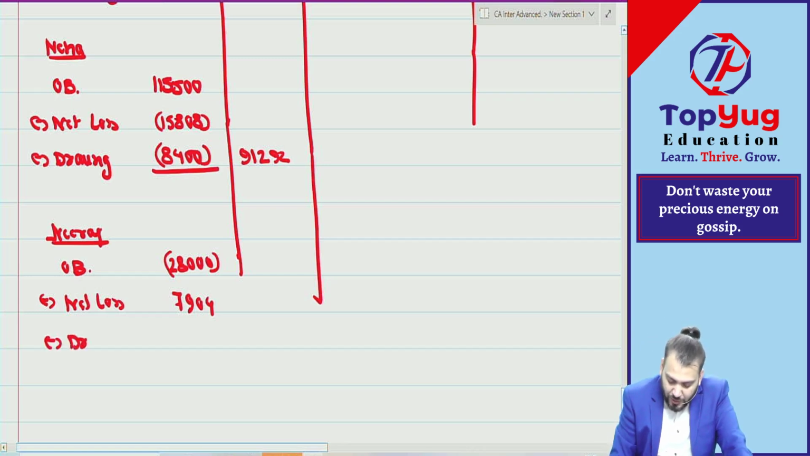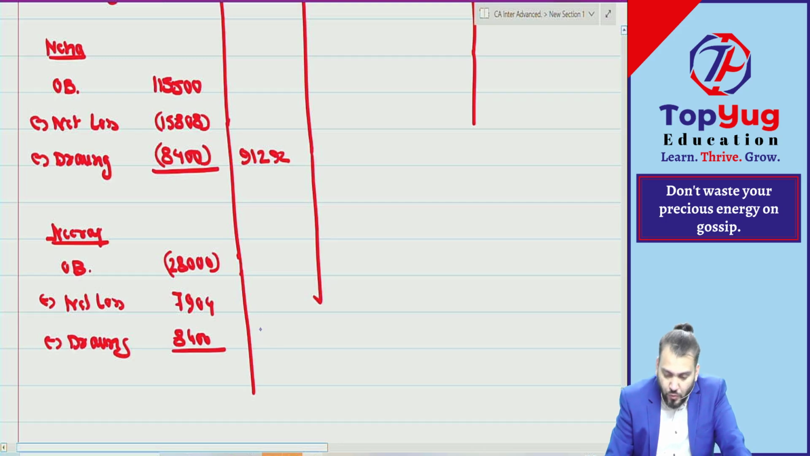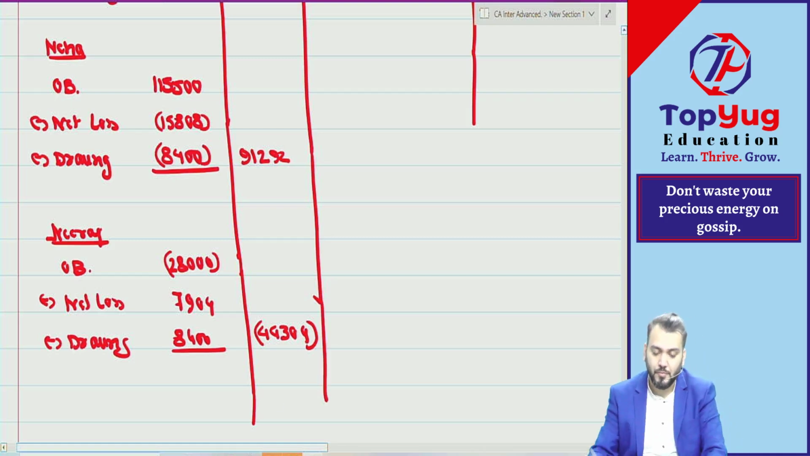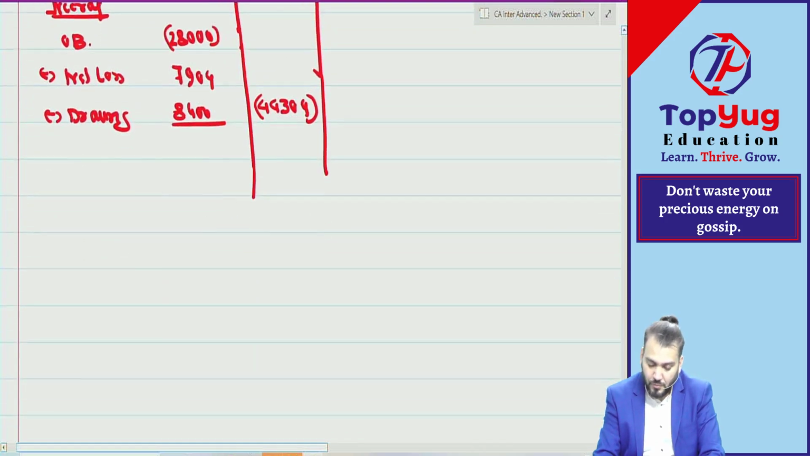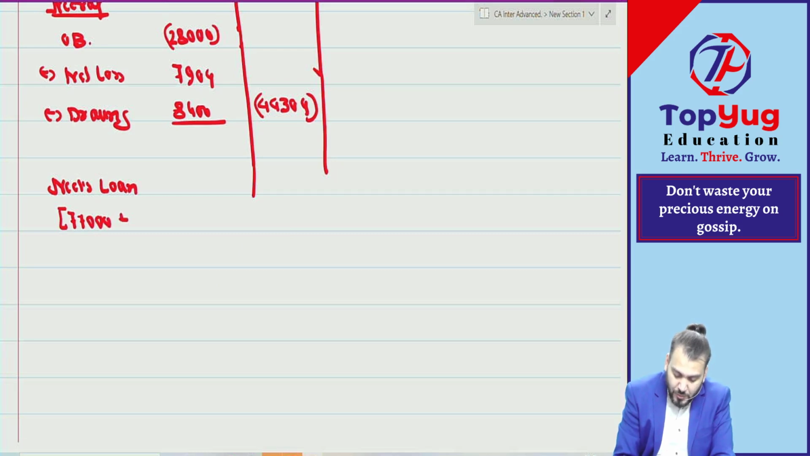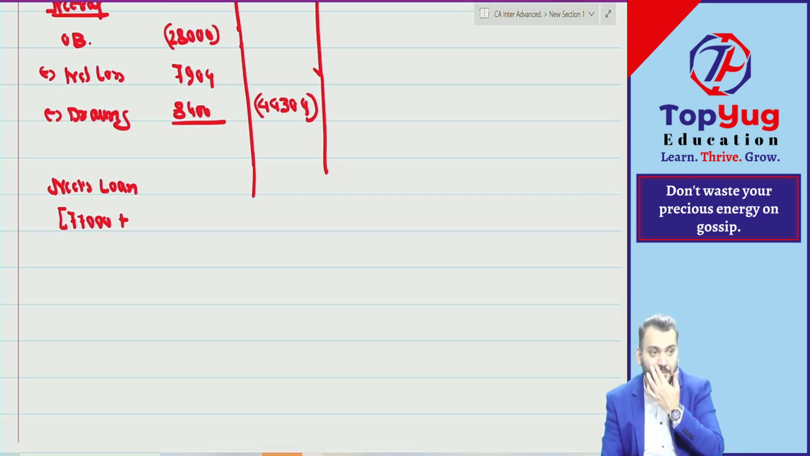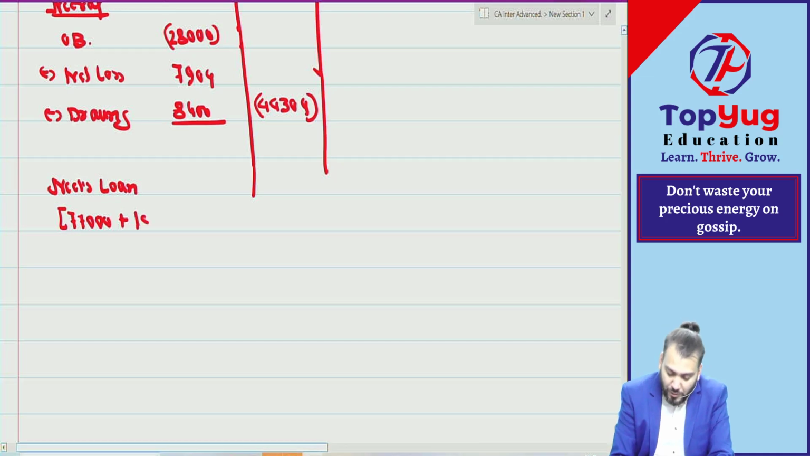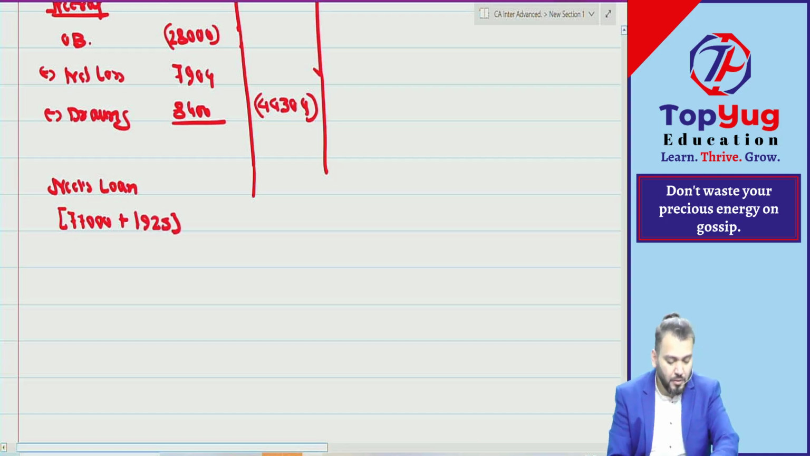Then minus drawing what? How much? 44 negative. Understood? Correct. Then there is one Nils loan. Now Nils loan will be what? 77,000 plus what? There is one interest loan which is not paid. 1925 will be added. How much?